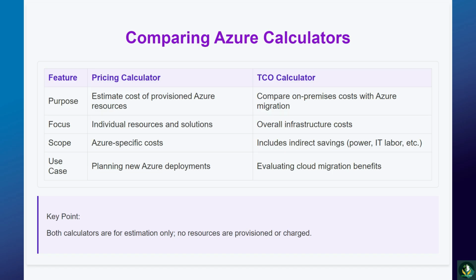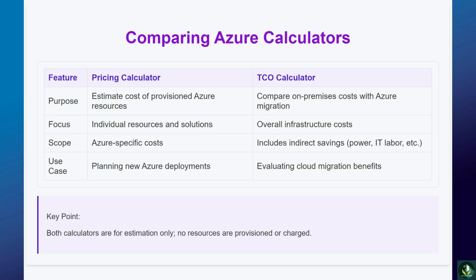Resource specific. You can get cost estimates for individual resources, from virtual machines to storage accounts. Solution building. It allows you to build out entire solutions, combining multiple resources to see the overall cost. Scenario-based. You can use example scenarios to get a quick estimate of Azure spend for common configurations. Comprehensive coverage. The calculator covers a wide range of Azure services, including compute, storage, and networking costs. Customization. You can account for different options within each resource type, such as storage tiers, access options, and redundancy levels.